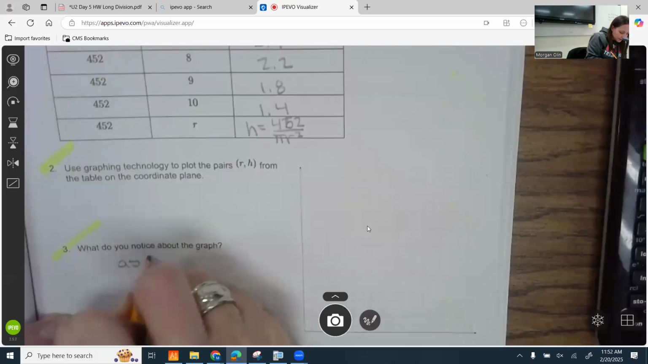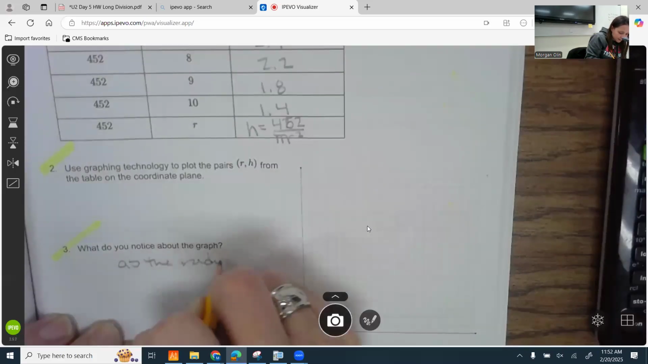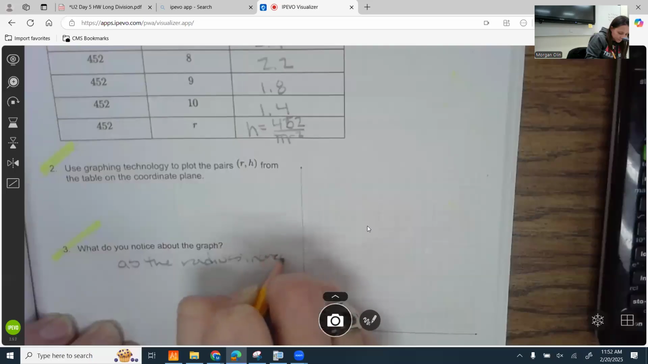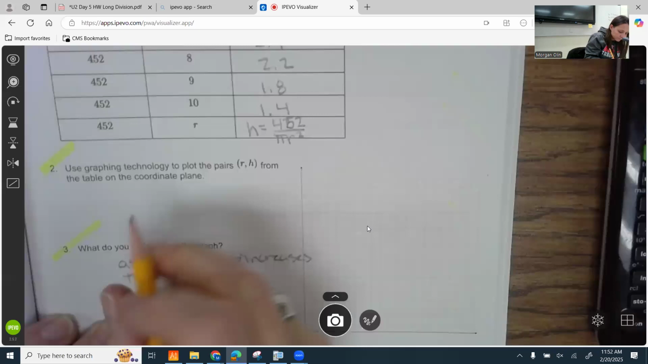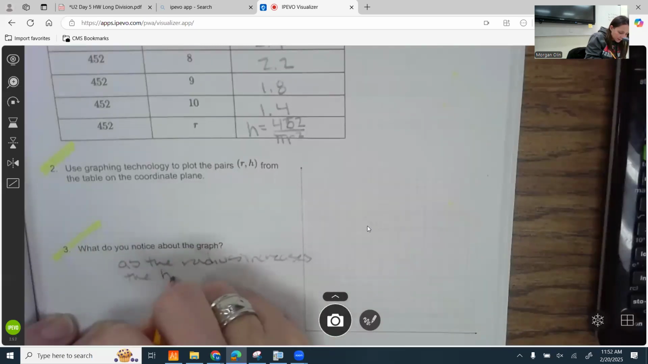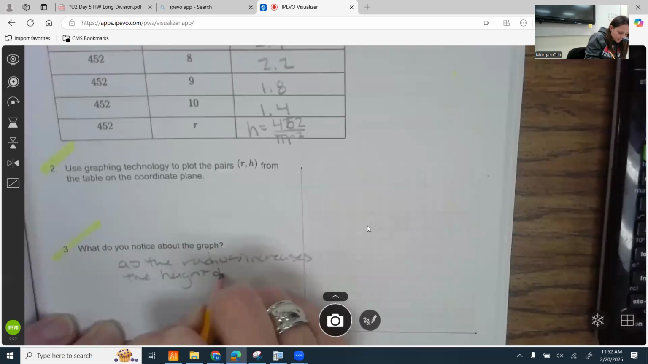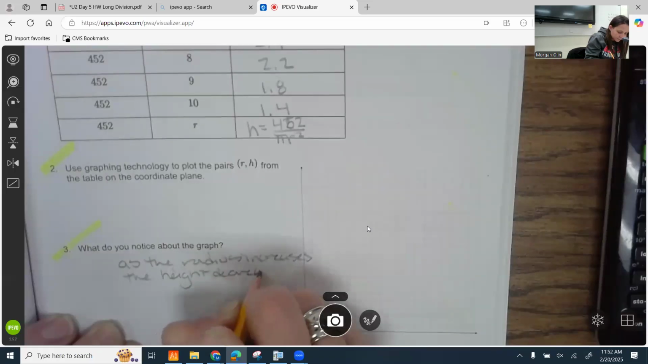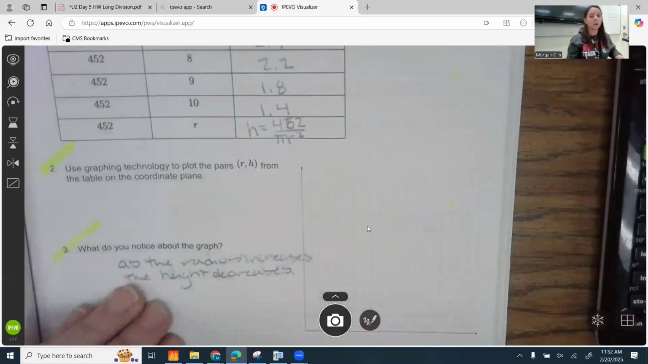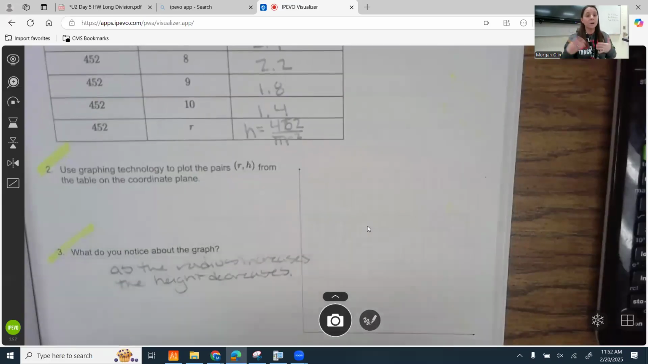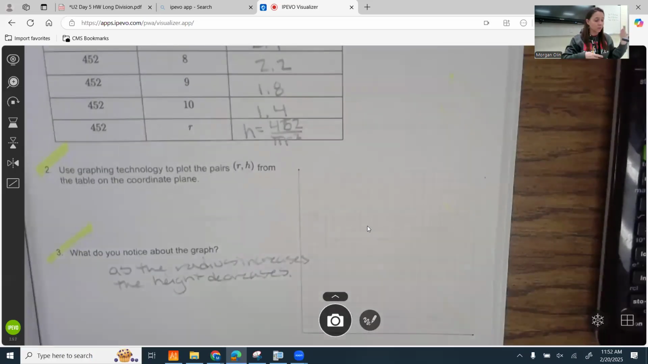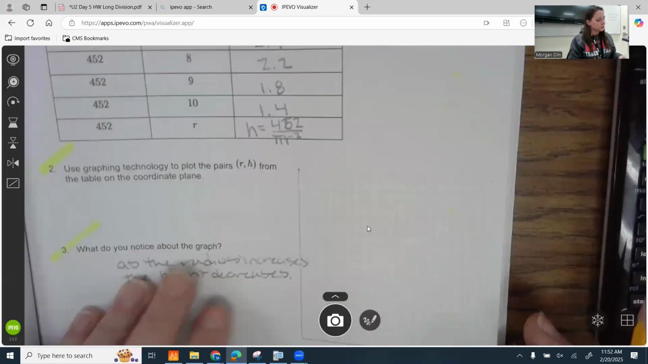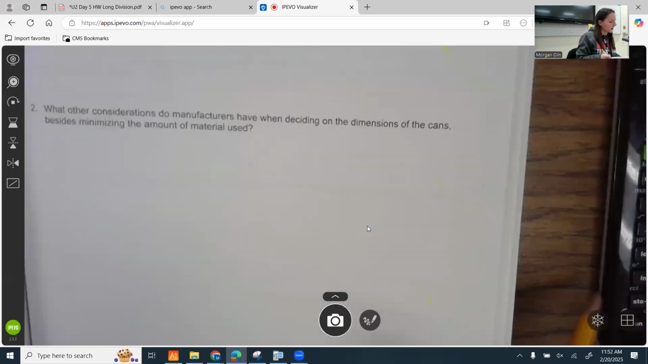As the radius increases, the height decreases. Those are inversely related to one another. Inversely means as one goes up, the other one goes down. As one goes down, the other one goes up.